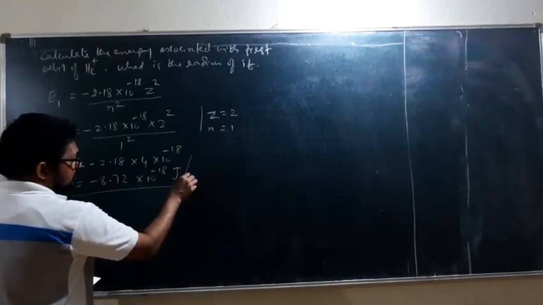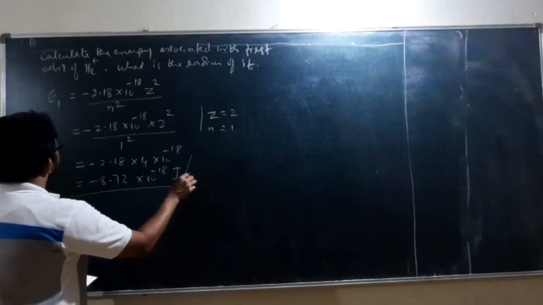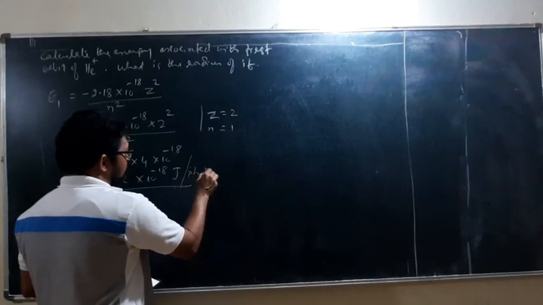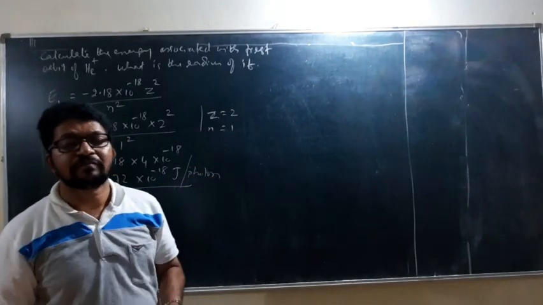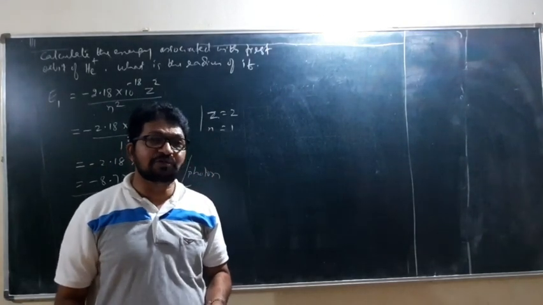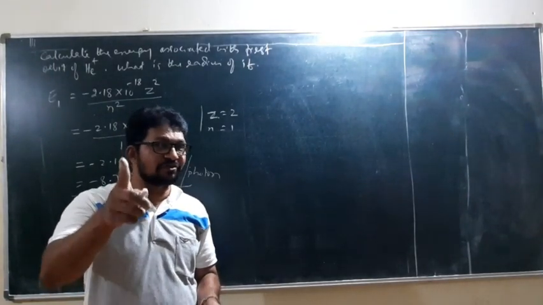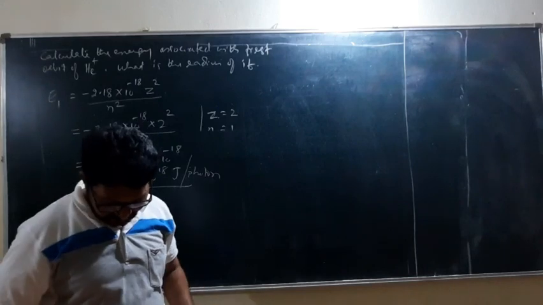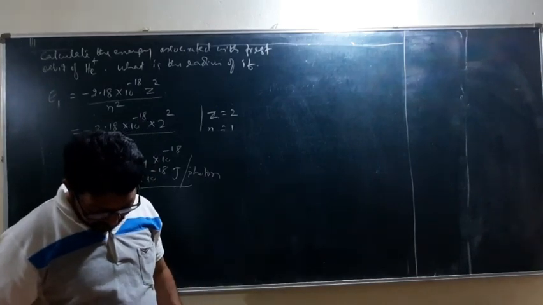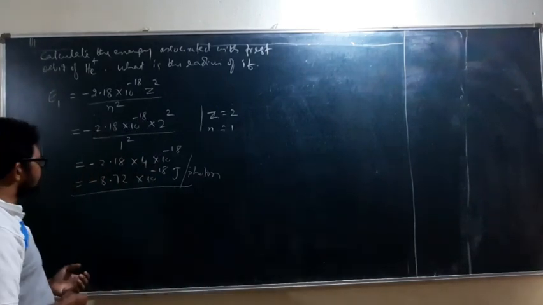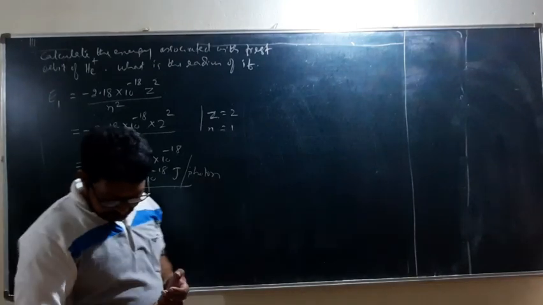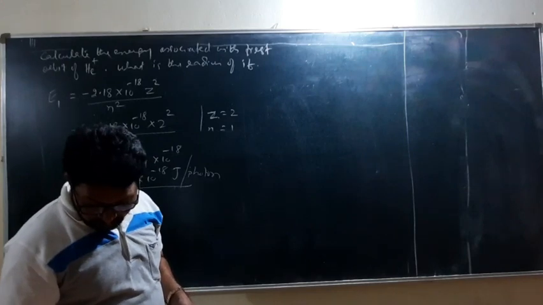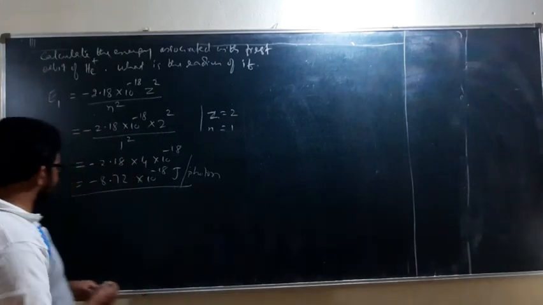Joules per photon, the energy of the photon which is emitted, single photon. If it is asked per mole, multiply by Avogadro's number. This is the energy associated with an electron, photon. Now you have to find the radius, is it not?